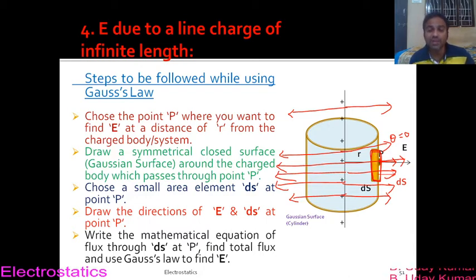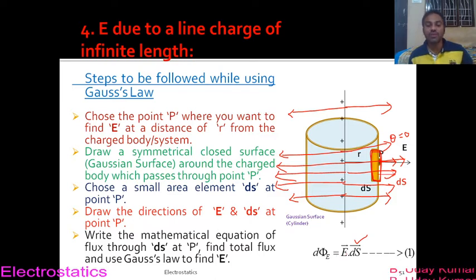And that number of lines of force, we call it flux passing through ds, and it is denoted by d phi. So this is the flux that is passing through area element ds, which is denoted by d phi e, which is equal to E dot ds. E is electric field intensity and ds is the area element that we are choosing. So the flux that is passing through ds is denoted by d phi e, which is equal to the dot product of E and ds. So this you have to understand.